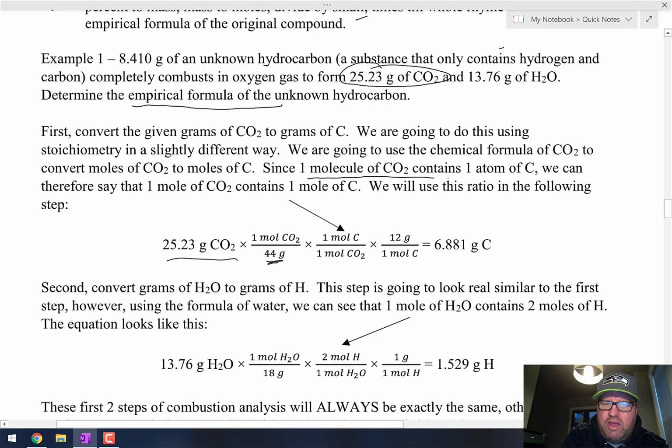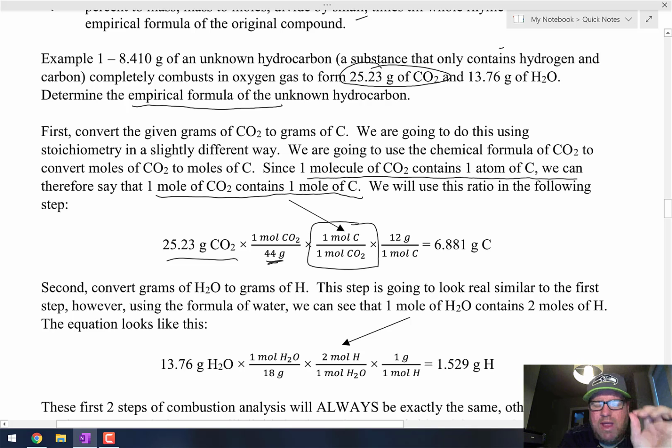Okay, 1 molecule of CO2 contains 1 atom of carbon. So we can say that a mole of CO2 contains a mole of carbon. So that's now my stoichiometry step, where I'm going from the whole molecule to just one of the atoms in the molecule.